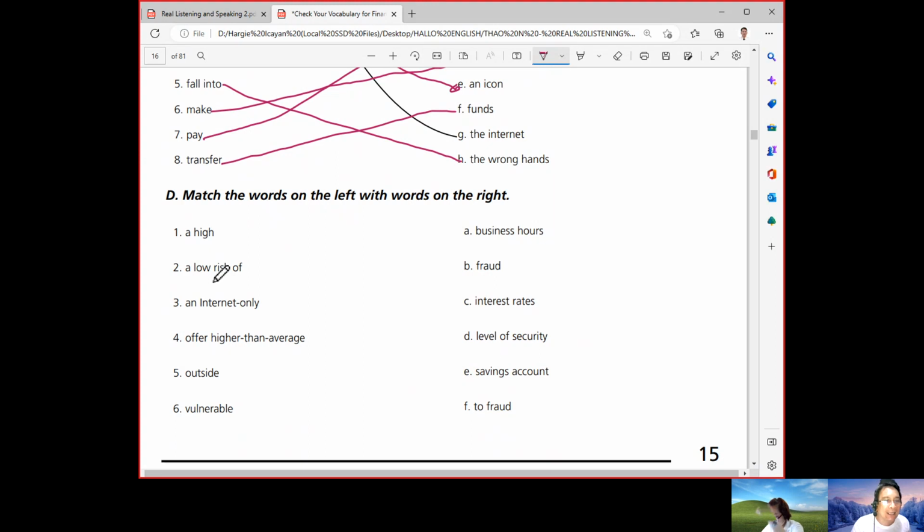A high interest rate? No. A high level of security.